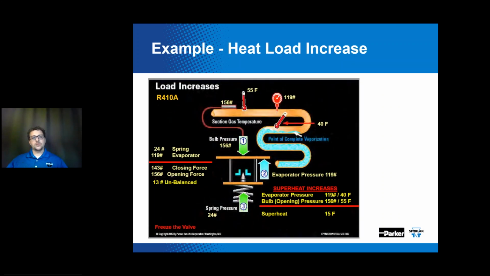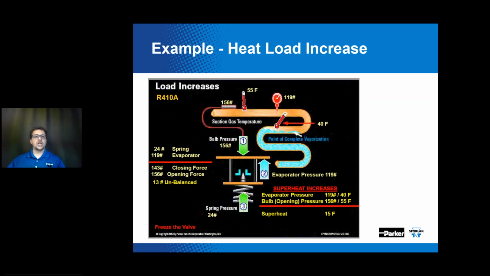All right. So if we have an increase in the heat load, we want to see how the TEV responds in order to maintain that 10-degree superheat setting that we had the valve set to on the previous slide. So for example, this is an air conditioning system. We've got a room temp that we're trying to maintain at 70 degrees. Let's say 10 more people walk into the room and the heat load increases. How does the TEV now respond?